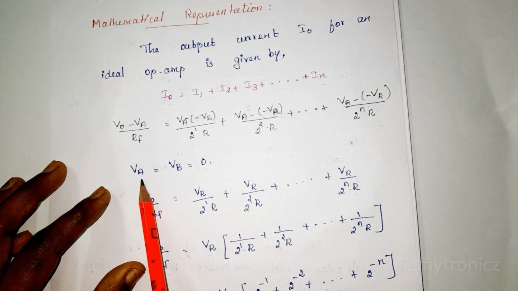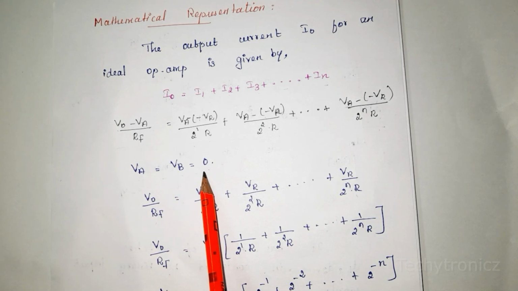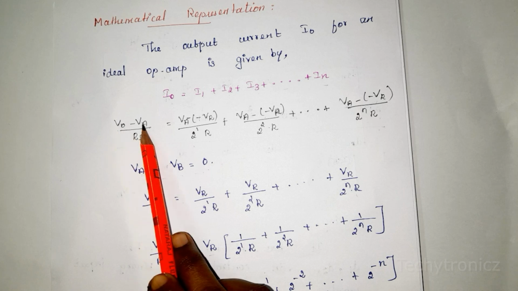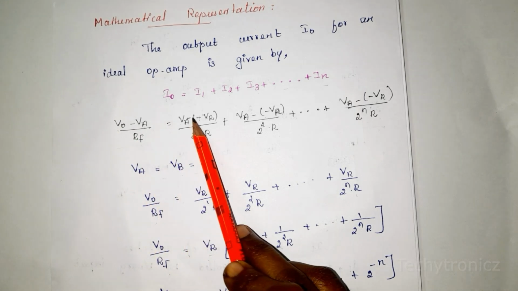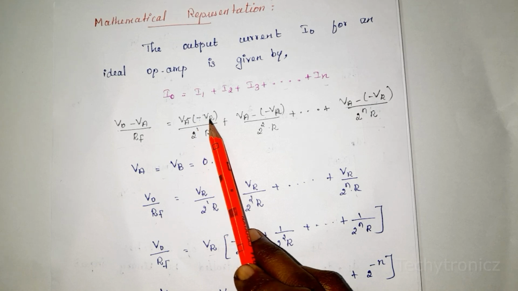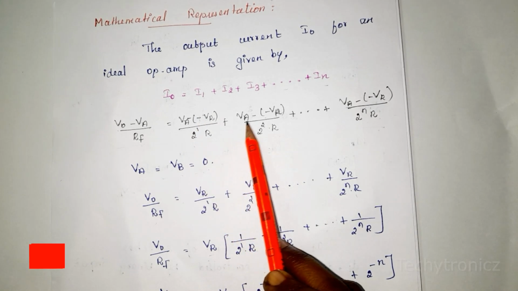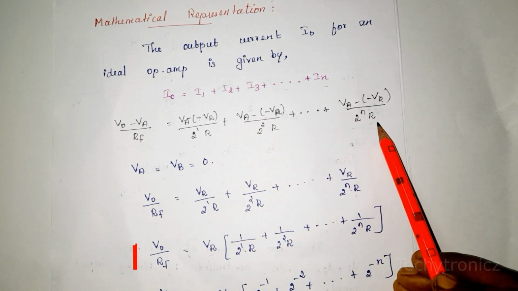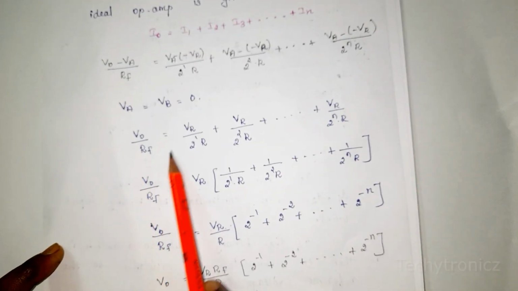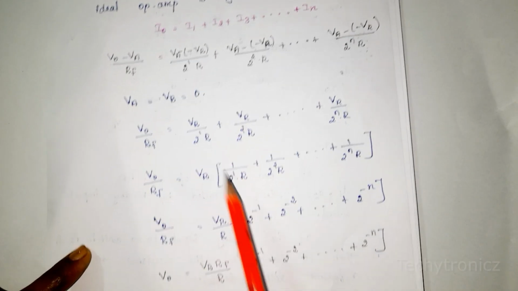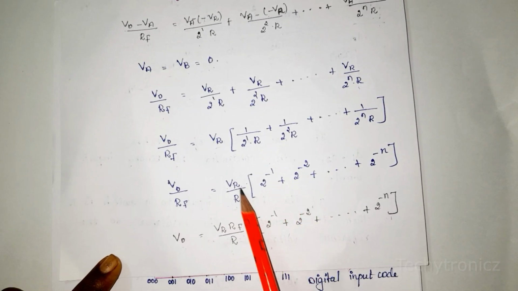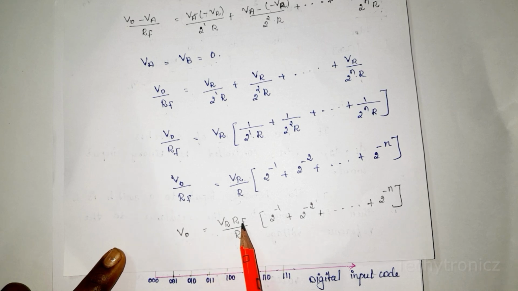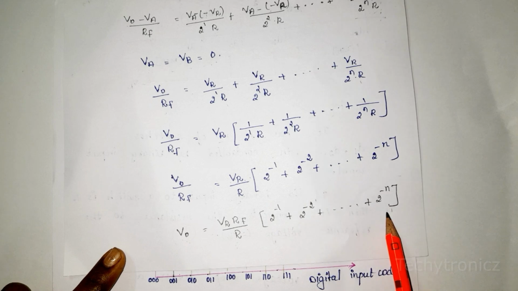Here this is a virtual ground, so VA is equal to VB is equal to 0. Substituting VA equal to 0, V0 divided by RF is equal to VR divided by 2 power 1 into R plus VR divided by 2 square into R plus and so on, up to VR divided by 2 power n into R. VR divided by R is a common term, so take it outside. Then V0 is equal to VR into RF divided by R into this sum.